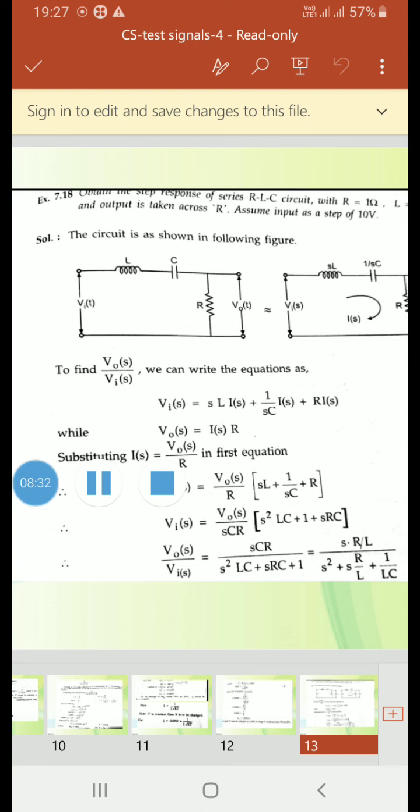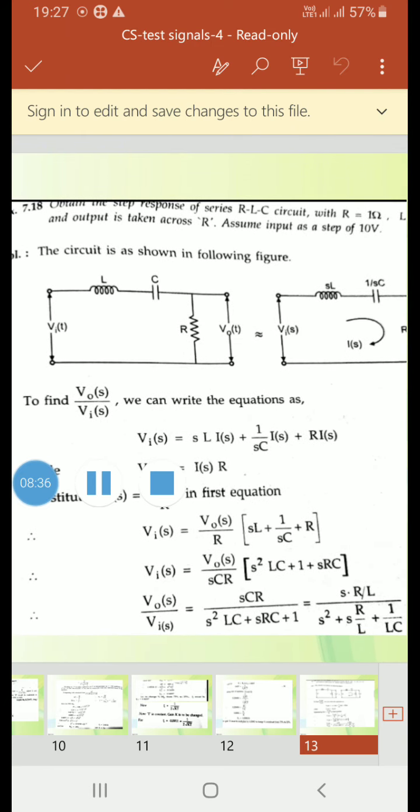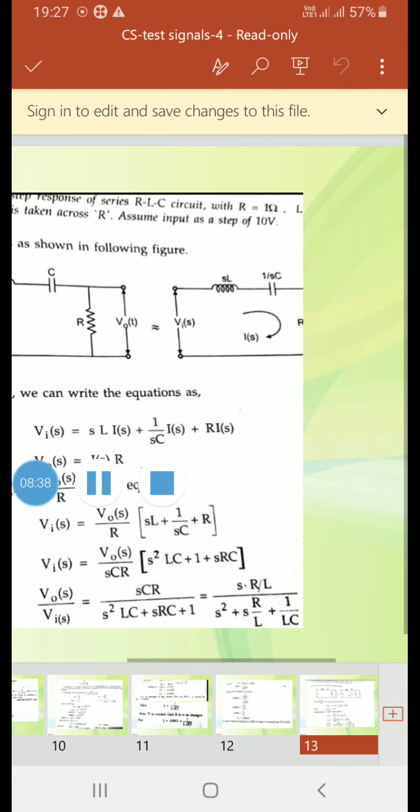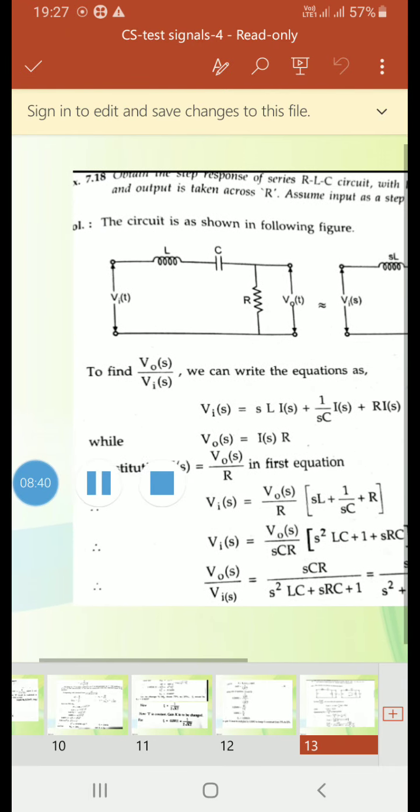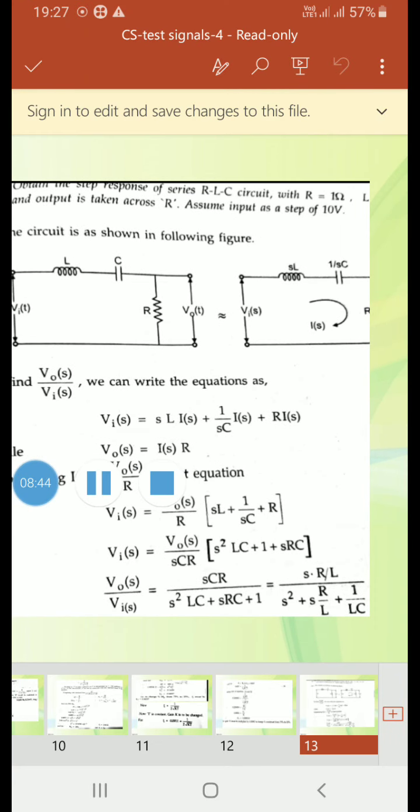Obtain the step response of series RLC circuit with R equal to 1 ohm, L equal to 1 Henry and C equal to 1 Farad. Output is taken across R. Assume input as a step of 10 volts.